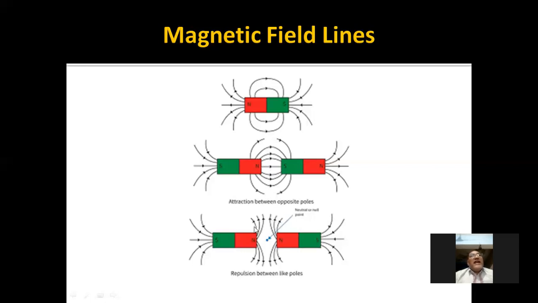Here I have shown you a north and a north facing each other. When a north and north are facing each other, what happens? The magnetic lines coming out of this north and the magnetic lines coming out of the other north, because we have learned that magnetic lines do not cross each other, try to avoid each other. Due to this, a region is created where there are no magnetic lines, so there is no magnetic field. This point where there are no magnetic lines is called a neutral point.